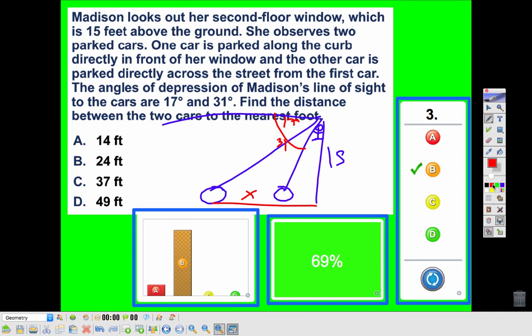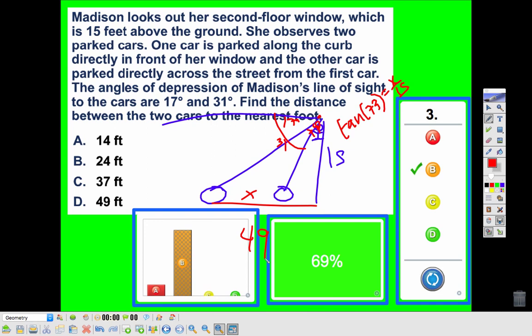So again, you find the big one, the small one, and you can subtract to find x. So how am I going to find it for the big one? 90 minus 17. So 90 minus 17 is 73. So her first one is going to be 73 degrees, and then x over 15. So tangent of 73 equals x over 15. So we're going to do 15 tangent of 73 is 49.49. Fine, because we're rounding to the nearest foot.